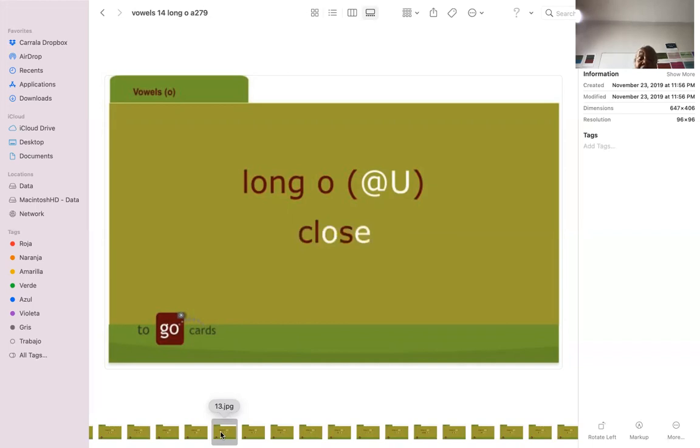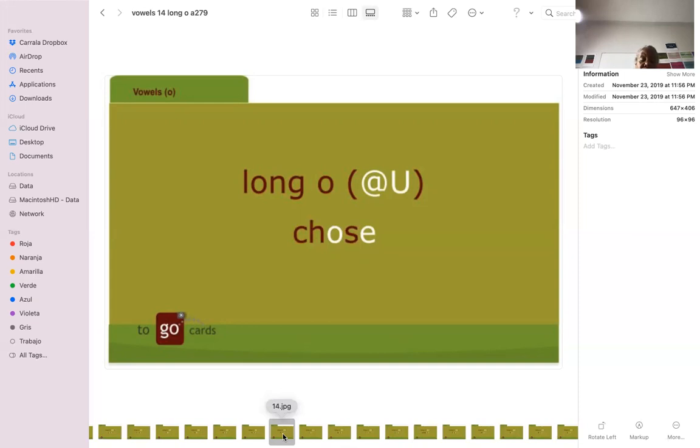Close. This is a homograph because C-L-O-S-E has two pronunciations. One when you pronounce the S like the S, close, and one when you pronounce the S like a Z, close. And also it's a homophone. But depending on whether you pronounce it like an S or like a Z, it gets complicated. Mode.